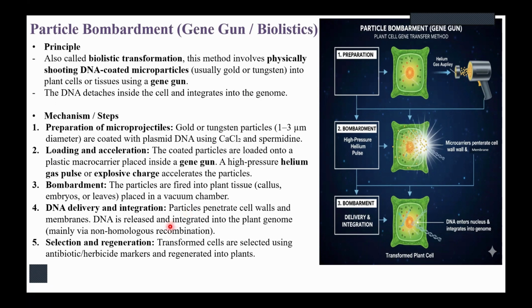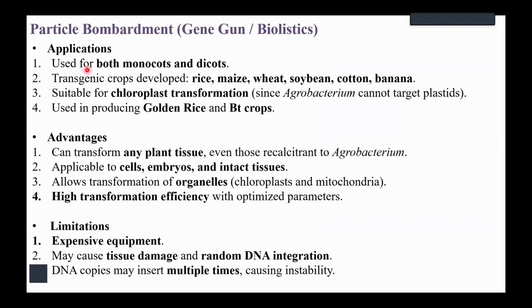Now, once it is released, it is integrated into the plant genome. It can be via non-homologous recombination. We will select the plants that are showing the desired traits and then we will regenerate the successfully transformed plant cells. The applications of this method, it is used for both monocots and dicots.